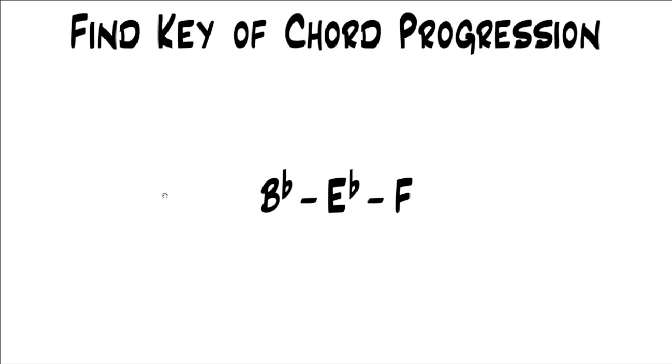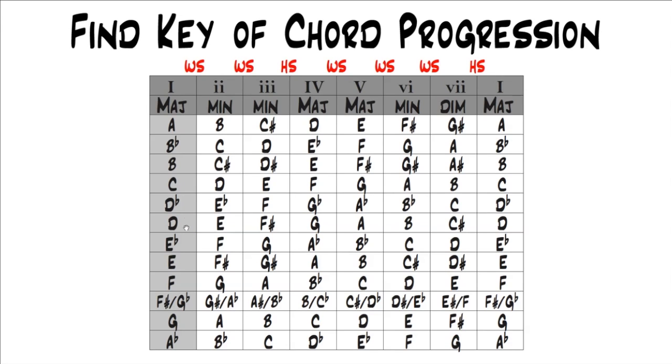Now we'll do another one. We'll do B flat major, E flat major, F major. So we go to that diagram again. We look for a B flat major in the first column because that's our first major. We find it right here. The next one was E flat major, so we go through here and look for an E flat. There's one right here. It is a major, so that's in here.